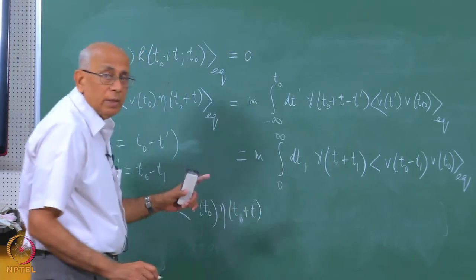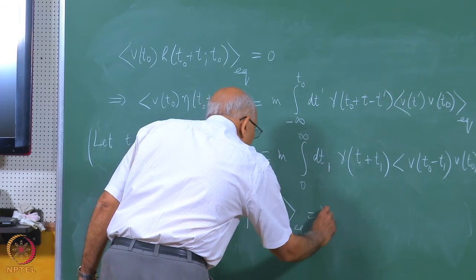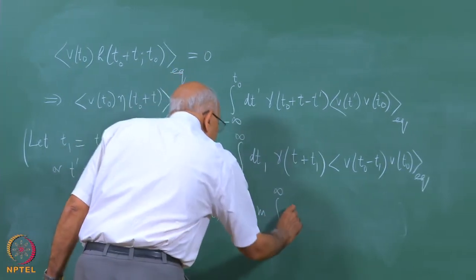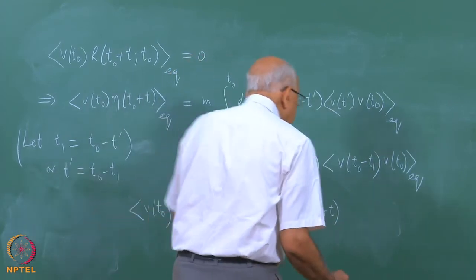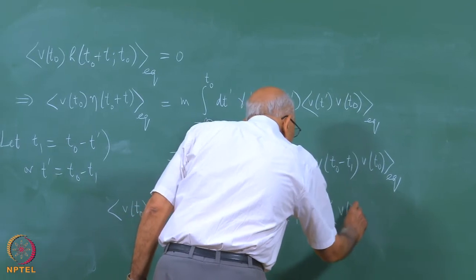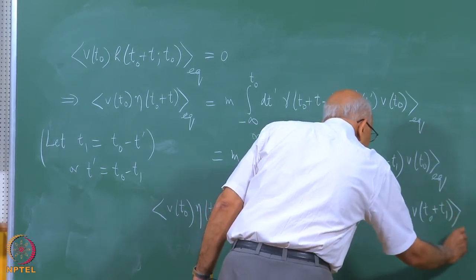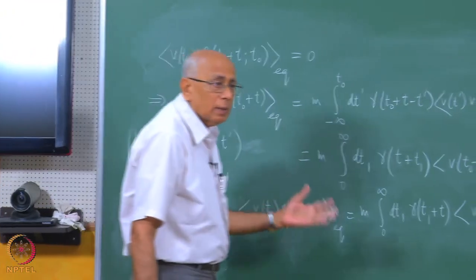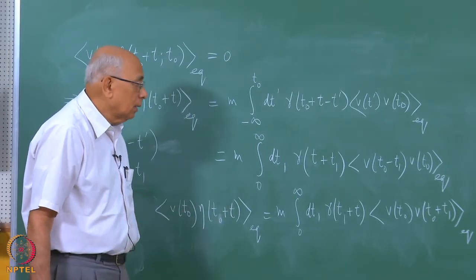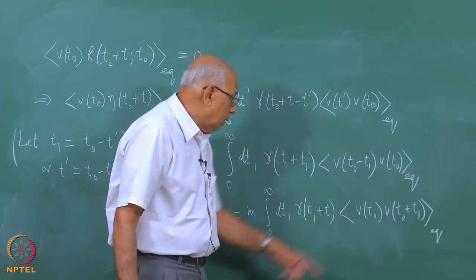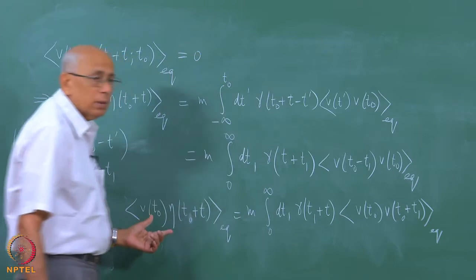for positive values of t, or non-negative, we can take the limit as t goes to 0 from above. In equilibrium, this must be equal to m times an integral from 0 to infinity dt1 gamma of t1 plus t times the correlation of v of t0, v of t0 plus t1. We could choose t0 to be 0, it doesn't matter, as this is independent of t0 too. So you can put t0 equal to 0 and then you get v of 0, v of t1, that's the correlator. Gamma of t1 plus t integrated over t1 must be equal to this thing here.